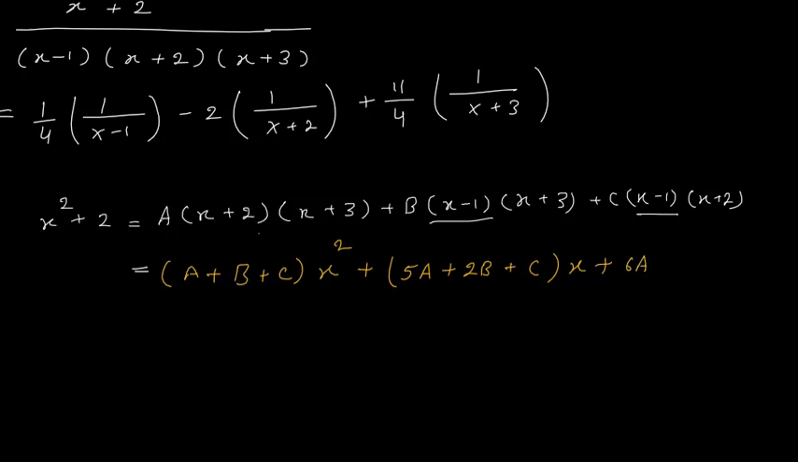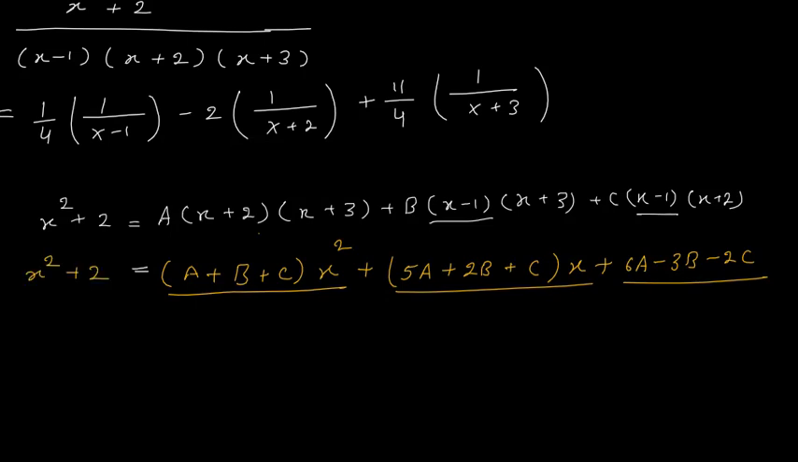Now here I have 3 into 1. So 3 into minus 1 is minus 3. Minus 3 multiplied by b is minus 3b. And here I have minus 2c. So I feel you take some time to master this way of writing, but it will be helpful for you to avoid a lot of steps and also avoid mistakes in solving the problem. So x square plus 2 you can write like this.